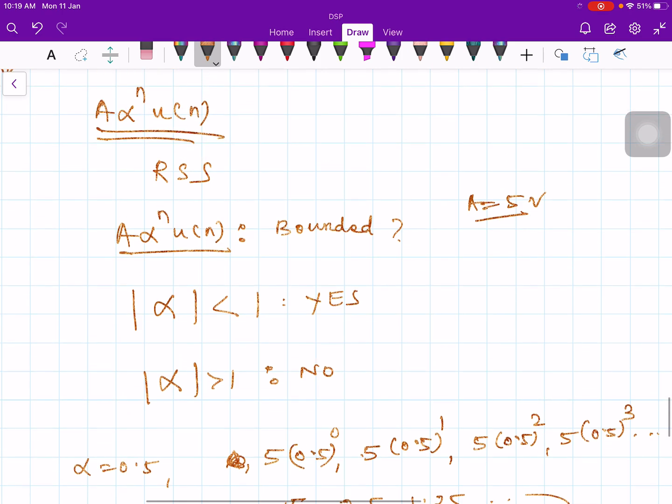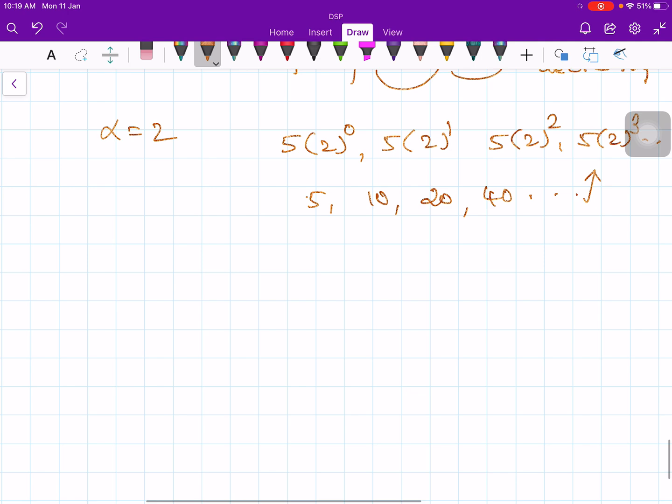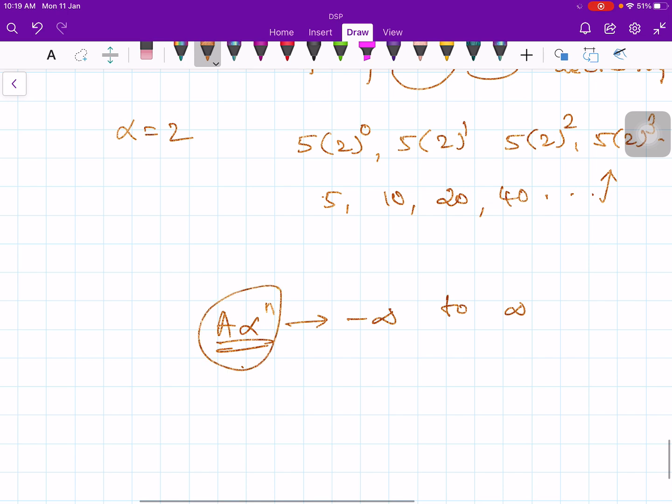Now instead of taking this type of sequence, a times alpha to the n u of n, let me take a general sequence a times alpha to the n. That means the signal exists from minus infinity to plus infinity. I did not say where the signal starts. So this is my general signal. In such a case, how can we say whether the signal is bounded or unbounded? Now the question is, is this bounded? Are there some conditions which will make it a bounded sequence? The answer is no. It is not a bounded sequence.